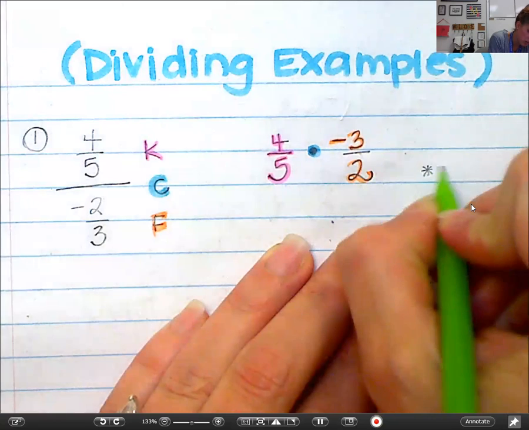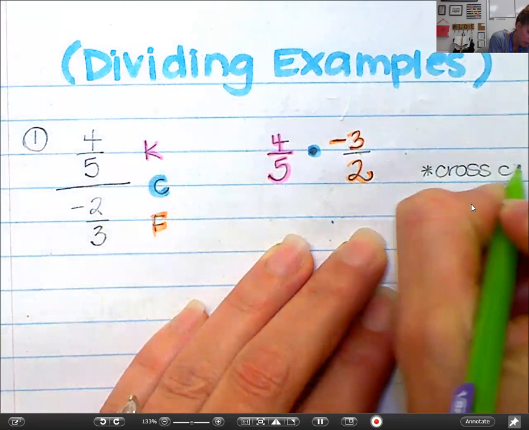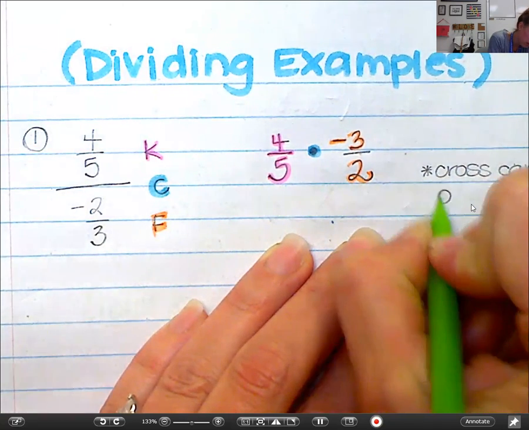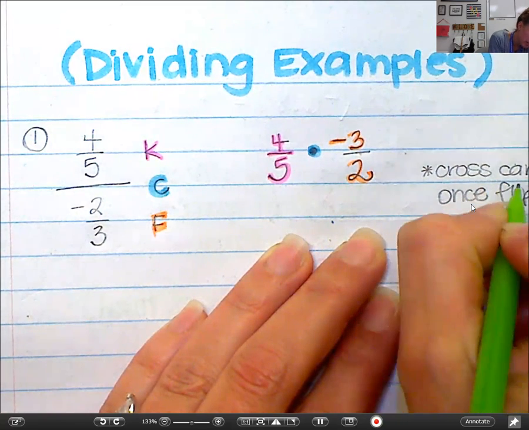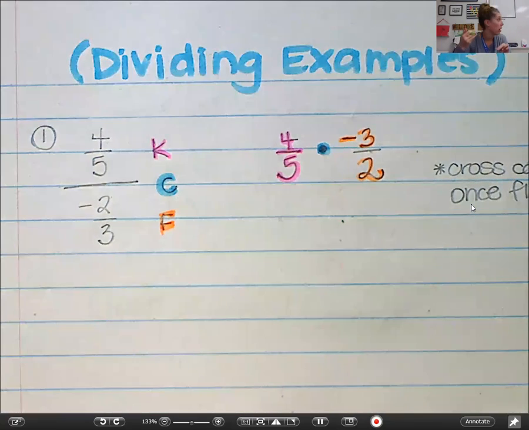Now you're allowed to cross cancel once flipped. Okay. It does not work to cross cancel before you do that rotation.